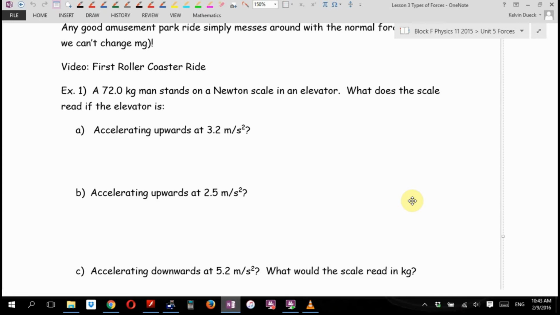Now, what am I asking you to find here? First of all, Lydia, what am I really asking you to find here? Normal force. Okay? What does the scale read if the elevator is accelerating upwards at 3.2 meters per second squared? This is a job for a free body diagram. Right here. What are the forces acting on this person in the elevator, or the person on the ride on the helevator? Get the obvious one. Quickly. Gravity down.